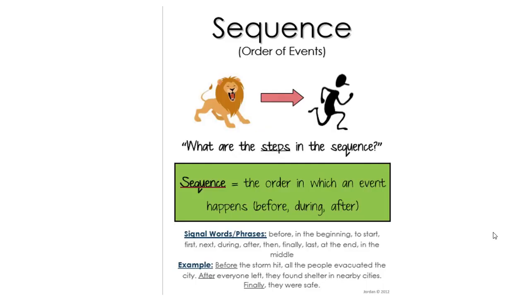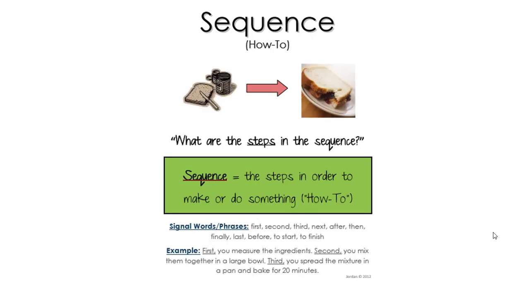Again, what are the steps in the sequence? What are the order events? Just making a peanut butter and jelly sandwich, you're following sequential order. Just being able to sign on to Fortnite or play a video game, there are order of events in order to do that.